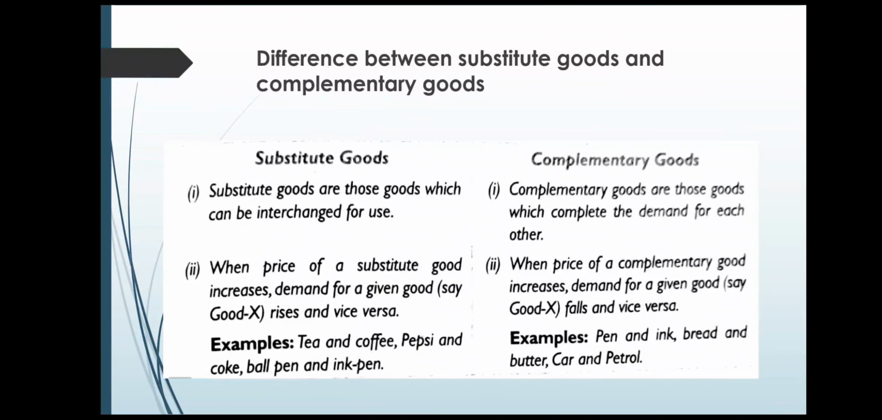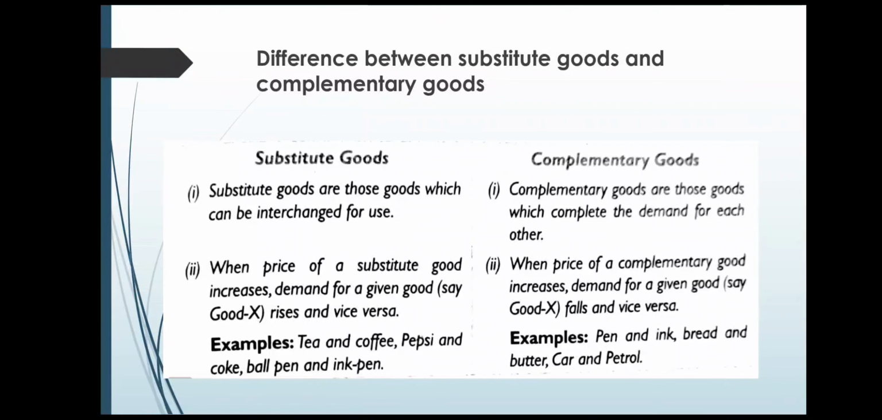So, a difference between substitute goods and complementary goods. Substitute goods are those goods which can be interchanged for use. They can be used in place of another. Complementary goods are those goods which complete the demand for each other, which means that they cannot be used separately. They are to be used together.